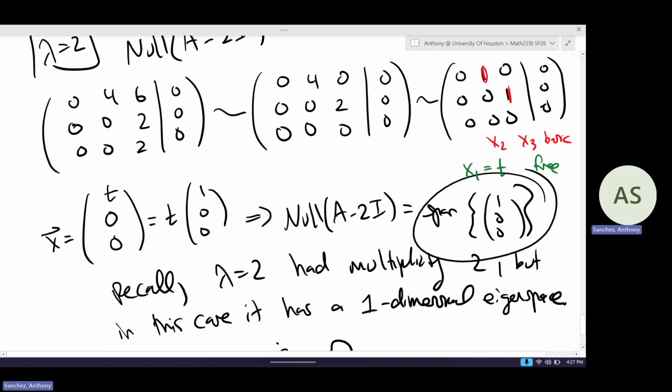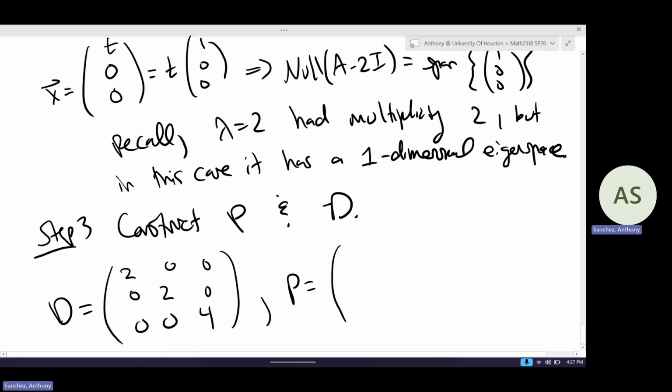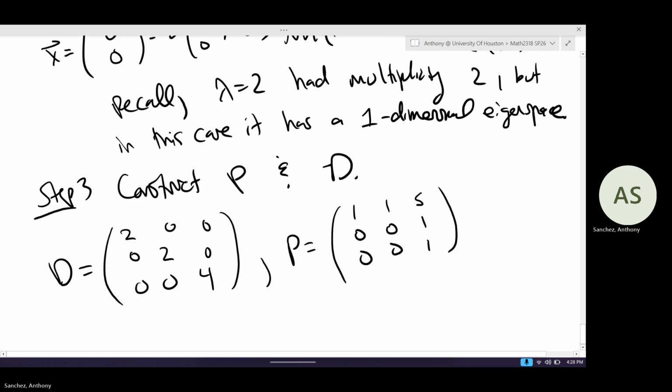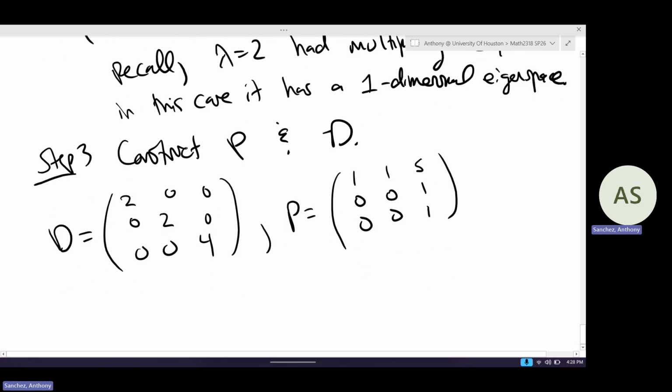Anything inside of this span. All right, so I'm going to grab 2 of the vectors from this span right here. For example, I could grab 1, 0, 0. And maybe I want to grab 1, 0, 0 again, or I could grab 2, 0, 0 if you want. It won't change anything. And then last but not least, I grab the eigenvector corresponding to lambda equal to 4, which earlier we showed was 5, 1, 1. All right, but now we have to check if P is invertible.